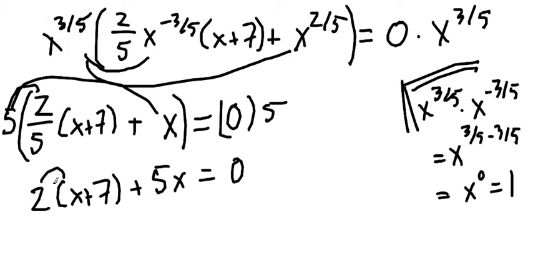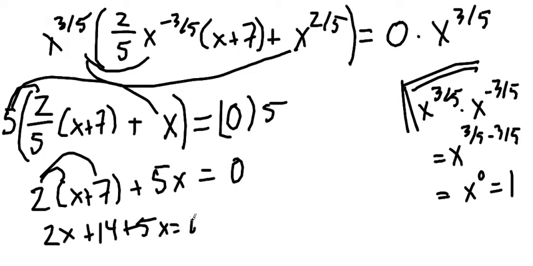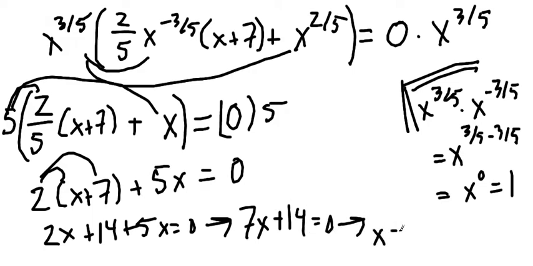And then I distribute again. 2x plus 14 plus 5x is equal to 0, which tells me that 7x plus 14 is equal to 0. And I leave it to you to show that this means that x is equal to negative 2. Great.